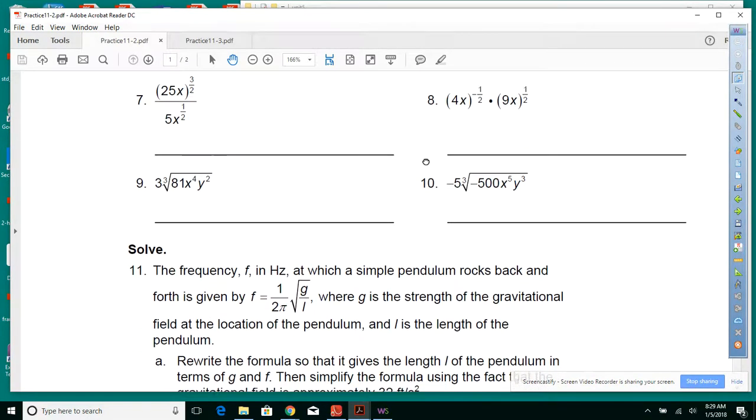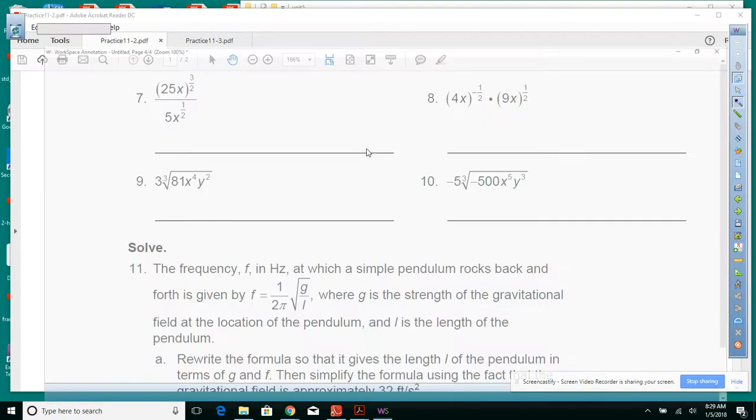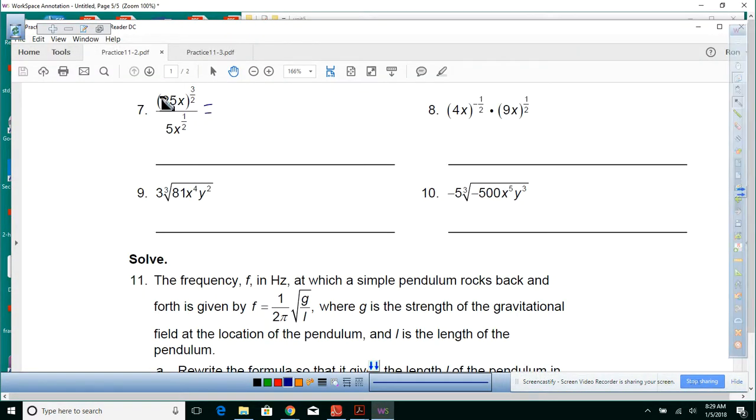Number 7. Okay, let's try a little treachery here. Let's see, you got 5x to the 3. Well, 25, isn't that like 5 squared? So what do we got here? Let's see, 5 squared. So we got 5 squared times 3/2. And that's going to be x to the 3/2.